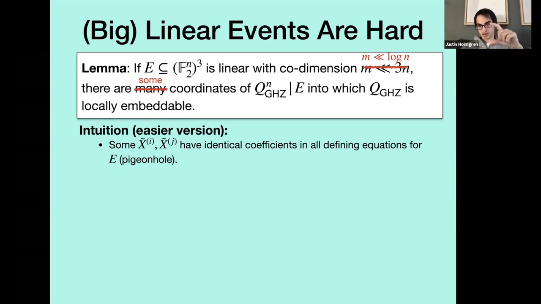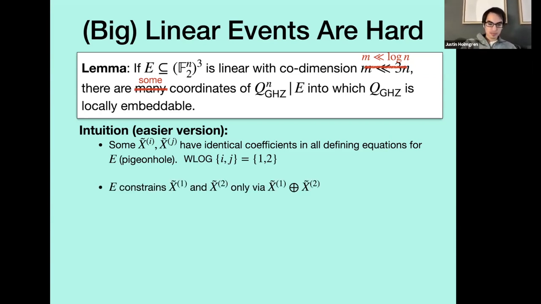For each coordinate, there is a small list of coefficients that are used in these equations, small because there aren't that many equations. By the pigeonhole principle, there have to be some two coordinates that have identical coefficients. So your equations treat these different coordinates exactly the same. Without loss of generality, say these are the first two coordinates. What it means for the equations to use x1 and x2 symmetrically is that it doesn't constrain x1 and x2 except via their XOR. Because if you have an equation like some stuff plus x1 equals some other stuff, then because it also needs to use x2 in the same way, it has to say the stuff plus x1 plus x2 equals some other stuff.